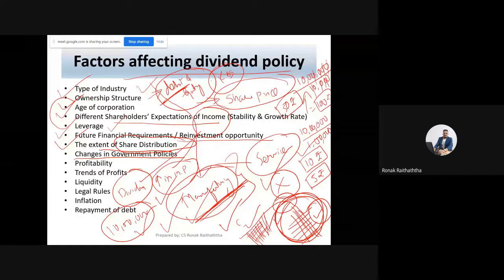Now, shareholders may not prefer to get the dividend. They would prefer to get the increment in market price. Why? Because if they receive a dividend, they will have to pay the dividend income tax on it. So if government policies change, or some legal changes occur, that will obviously have an impact on dividend policies. Profitability. How much profit percentage you have also affects your dividend amount.